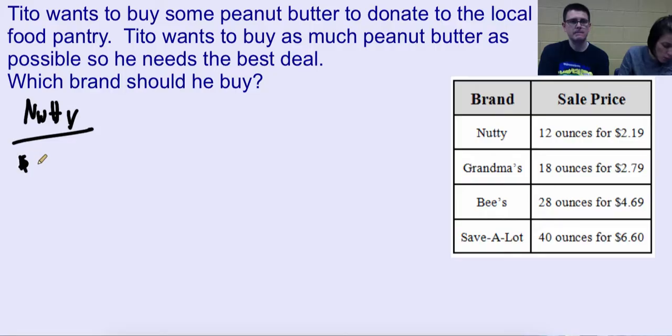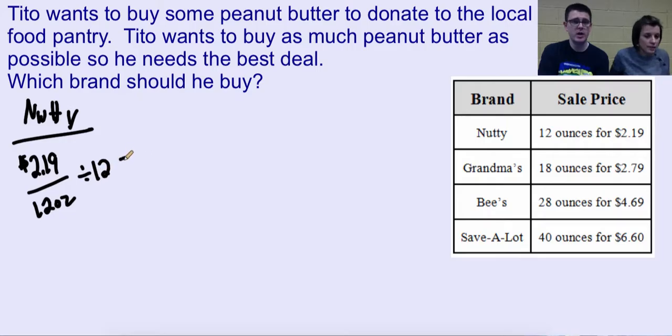$2.19 divided by 12 ounces. So we wrote it as a rate. We always divide by that denominator. That's why she's dividing by 12. Can you write all this down? 0.1825. We need to discuss how to round.